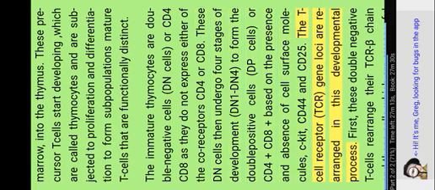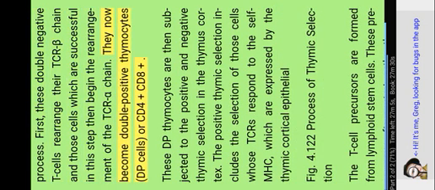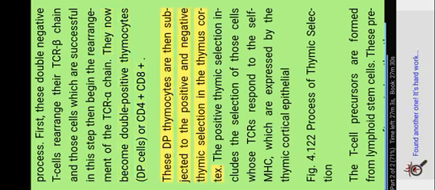The T cell receptor TCR gene loci are rearranged in this developmental process. First, these double negative T cells rearrange their TCR beta chain, and those cells which are successful in this step then begin the rearrangement of the TCR alpha chain. They now become double positive thymocytes, DP cells, or CD4+ CD8+. These DP thymocytes are then subjected to positive and negative thymic selection in the thymus cortex.